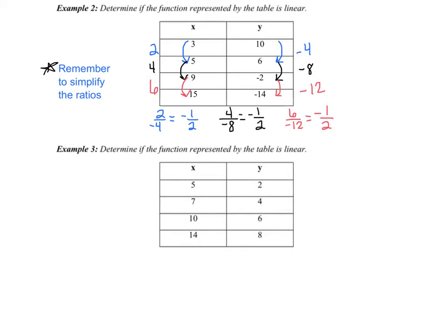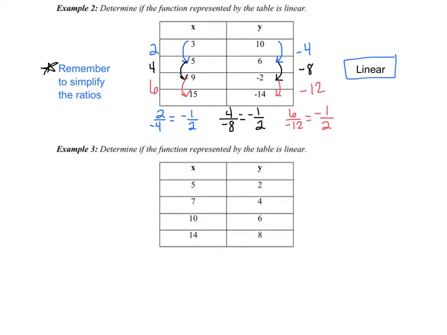Then you're going to ask yourself, are these ratios equal to each other? Is negative 1/2 equal to negative 1/2? Yes, it is. And is that also equal to negative 1/2? Yes, it is. When all the ratios are equal to each other, the function will be linear. Therefore, our answer is yes, this table represents a linear function.